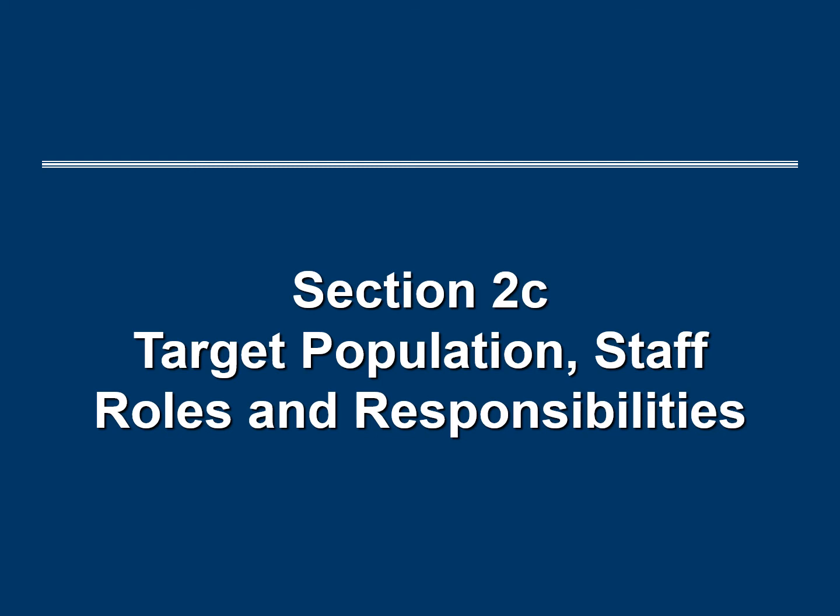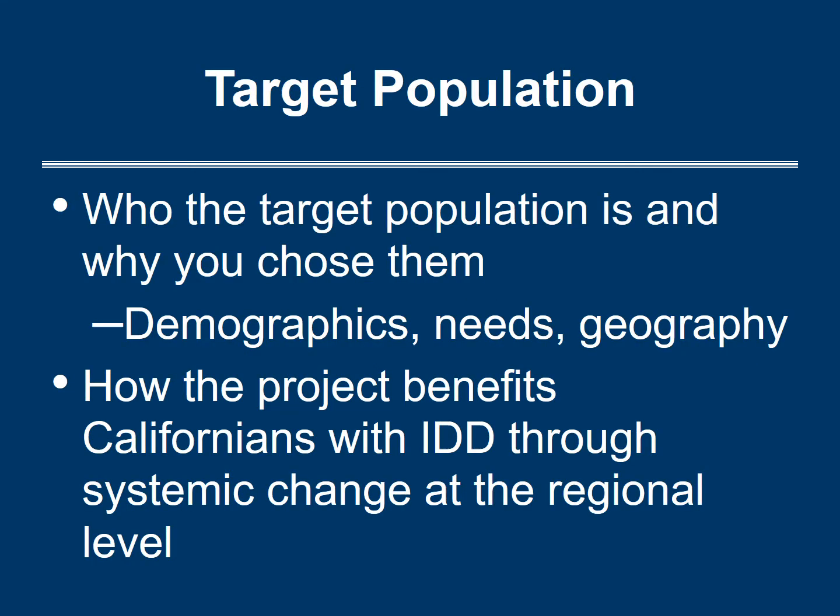In this section, Section 2C, we will discuss how to describe your target population and the roles and responsibilities of staff as they relate to your project activities. In this section, you are describing the people who will benefit from your project. Your target population is the group of individuals you are designing your project for and for whom you are trying to create positive change. You will want to describe in as much detail who your primary population of interest is.